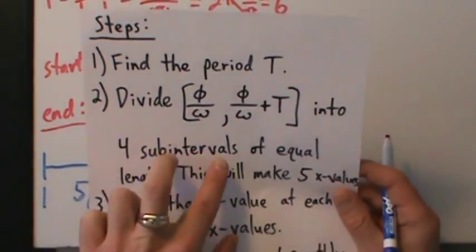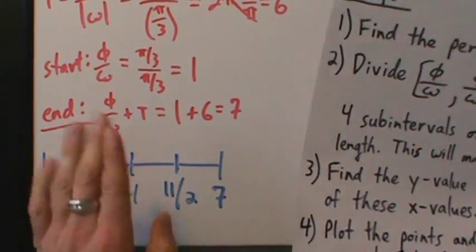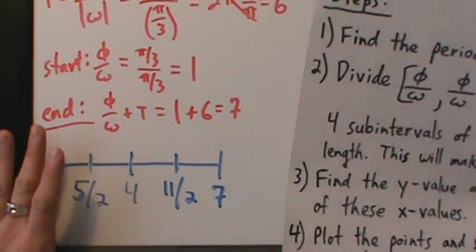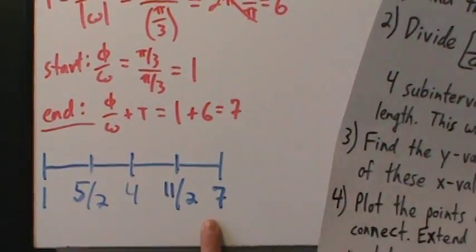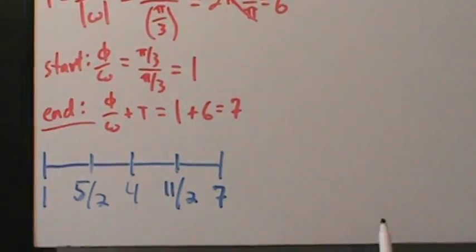Divide this interval into 4 subintervals. So here are our subintervals, this one, this one, this one, and this one. But it does not matter at all. We don't have to think of them as intervals. The point is that we have 5 x values now. So here's 1, 2, 3, 4, 5 x values. And now in step 3, we're going to use them to find the corresponding y values.